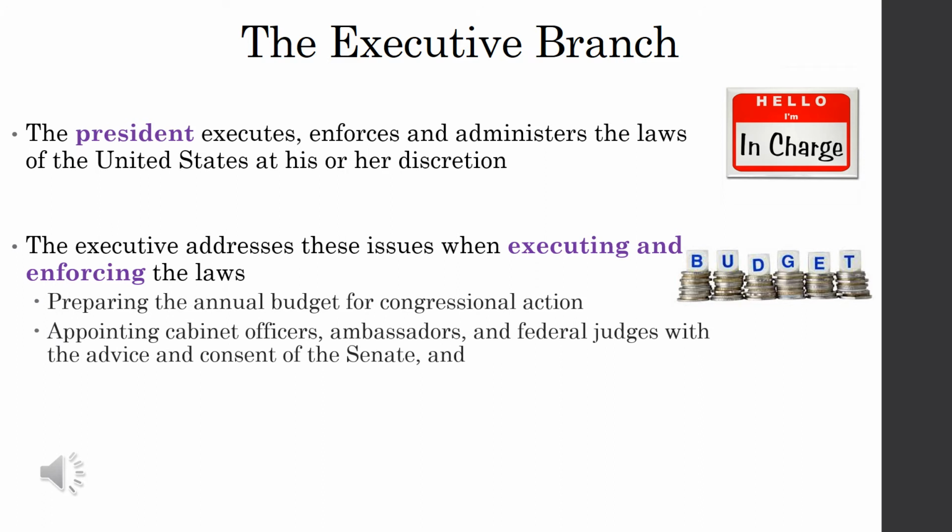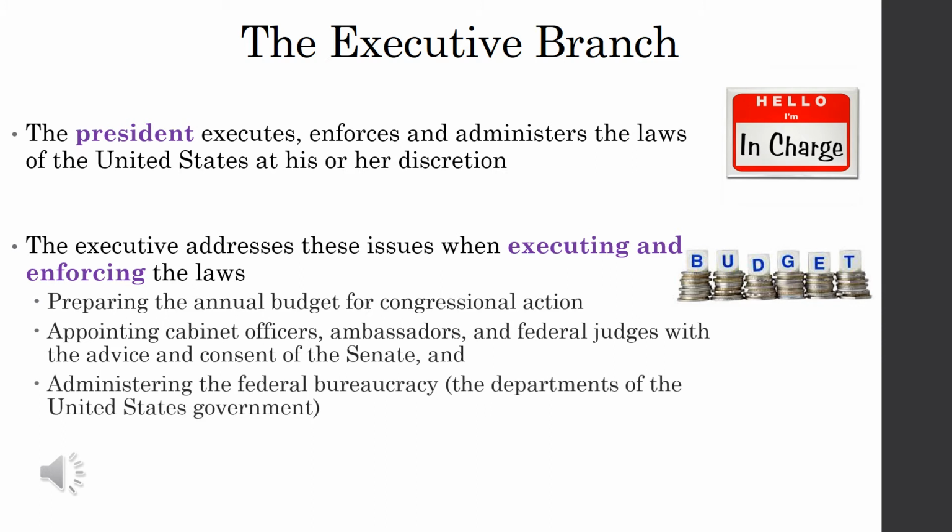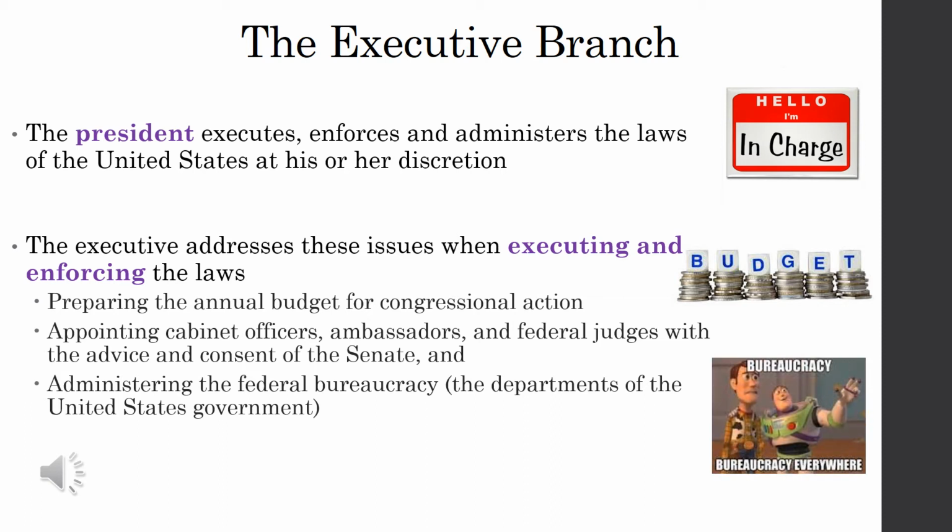The president also appoints cabinet officers, ambassadors, and federal judges with the advice and consent of the Senate. There's another one of those checks and balances. And finally, the president administers the federal bureaucracy. Those are the departments of the United States government. Bureaucracy! Bureaucracy everywhere! There are many different federal agencies administered by the president. The executive branch is the largest branch in the federal government. Go to the next slide.